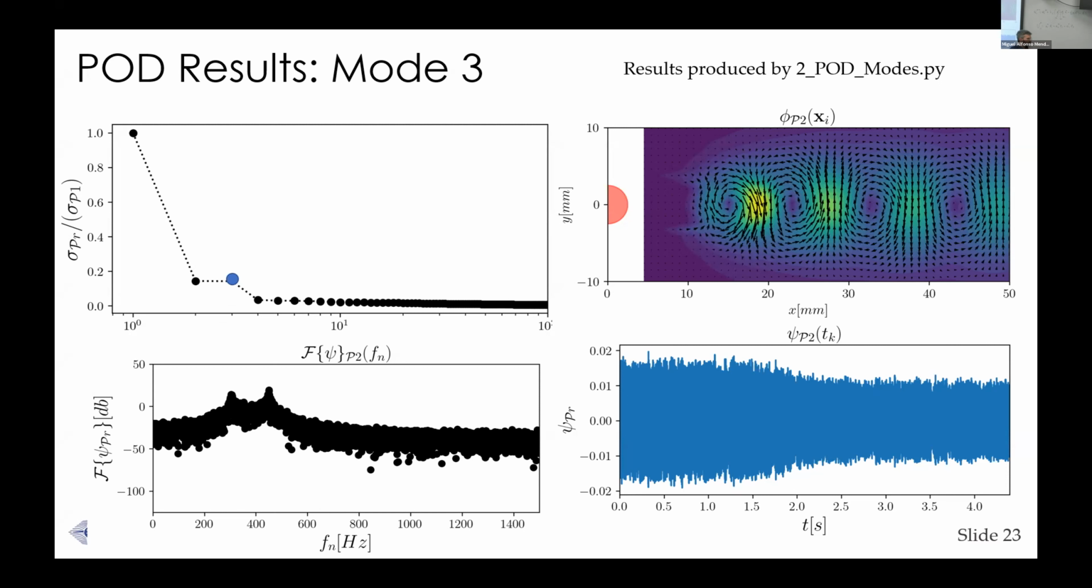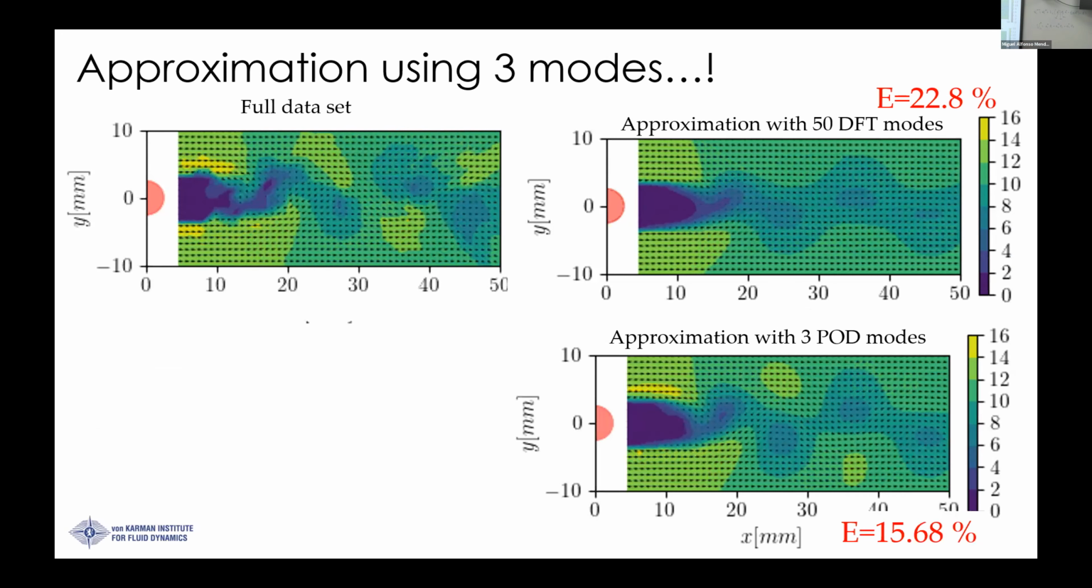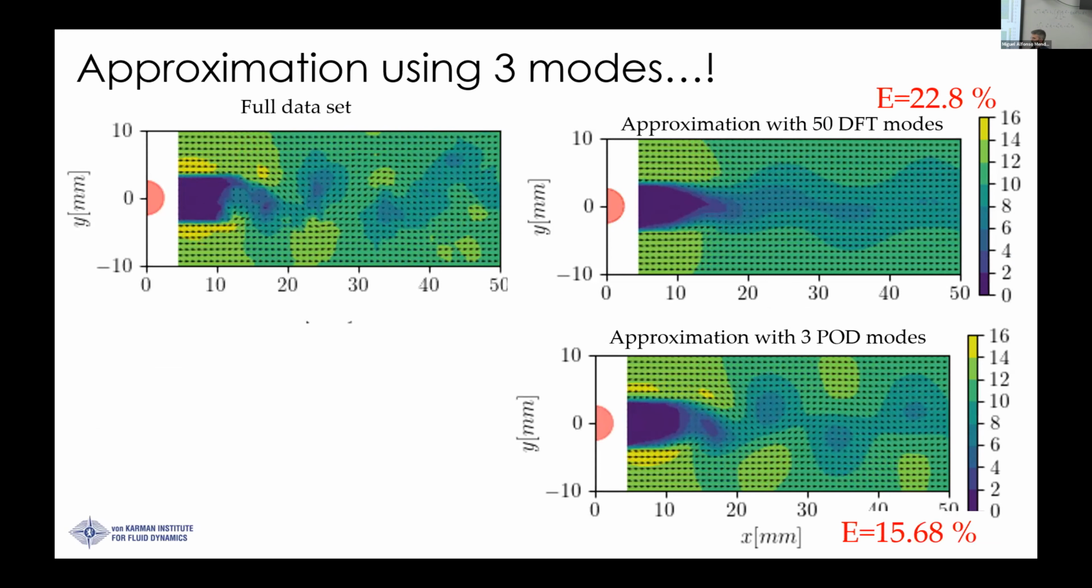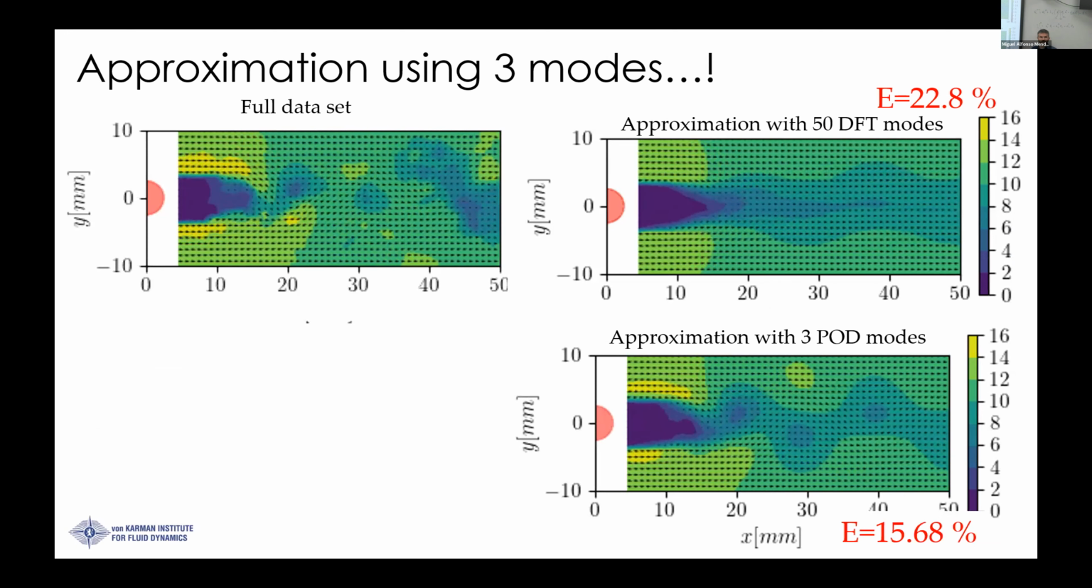Now, yesterday we built an approximation with the Fourier modes, and we picked 50 leading DFT modes. We got an error of 22.8% in our approximation. Now, if we take only 3 POD modes, you get an error of 15%. Okay, so in terms of convergence, that's really the best that you can have. There is no other linear decomposition that can achieve the same result for an equal number of modes. Okay, you cannot beat it. At the best, you can be as good as that, but not better than that. Okay.